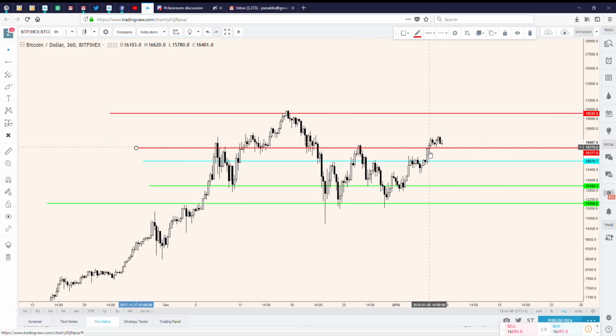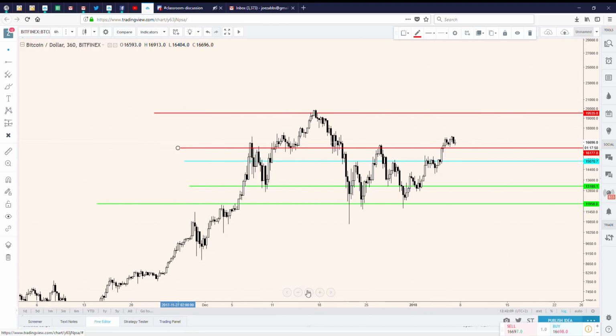And now we've come back up and we've tested this area. So for me, right now, this is a very, very strong level. And if we do manage to close above it in the next 2 days, I would say that it's definitely turned into very strong support. So let's take a look at that.